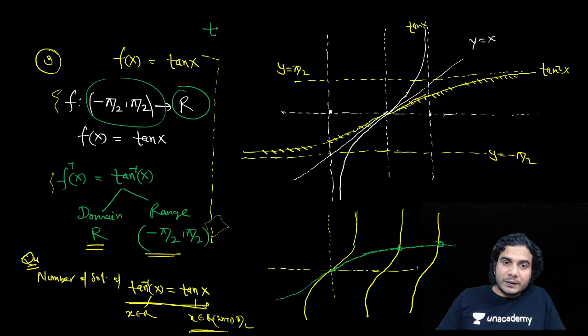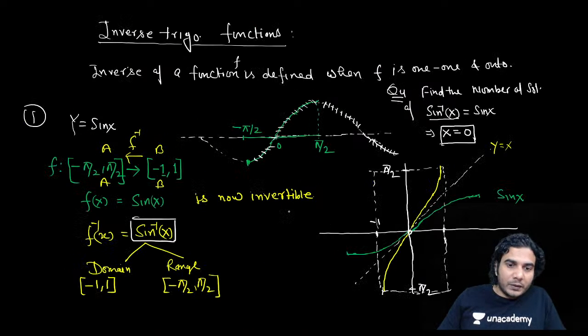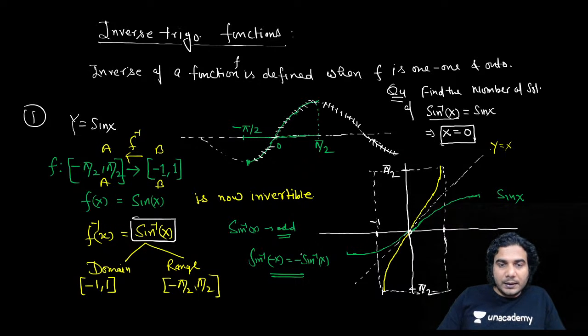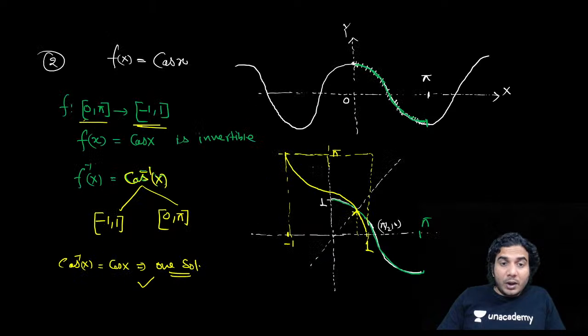Tan inverse x is an odd function, okay? And I'm sorry, I forgot to mention sine inverse also. Sine inverse x is also an odd function, and odd function means sine inverse of minus x is equal to minus sine inverse of x. But cos inverse is not an odd function. It has a different relation. Cos inverse of minus x is not minus cos inverse x. I'll tell you that relation later.